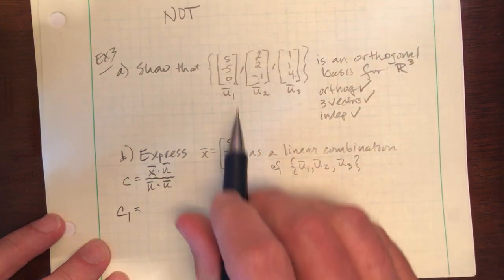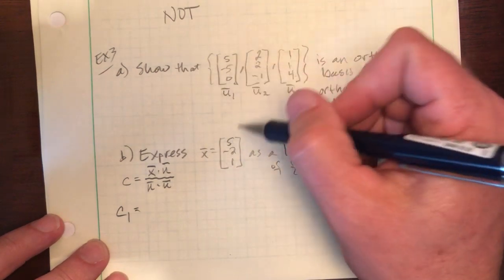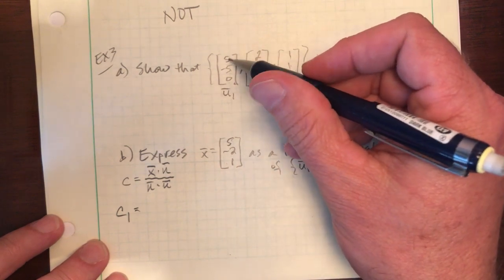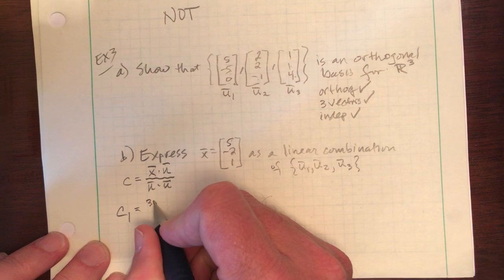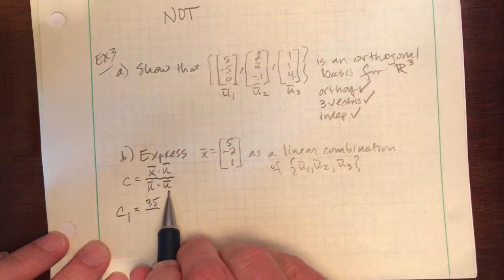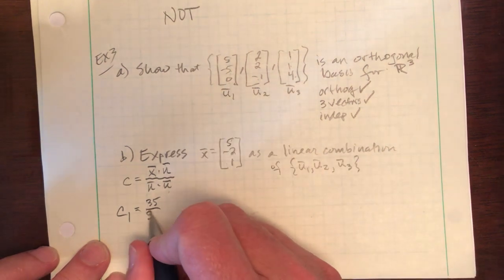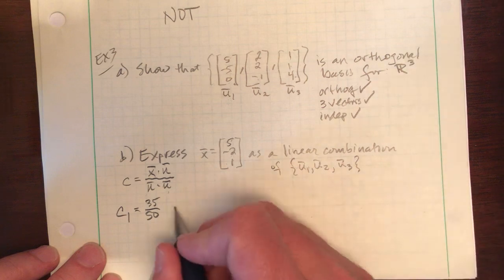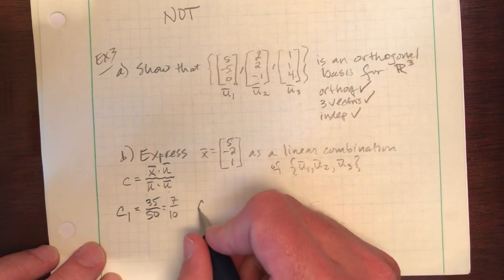So x dotted with u1 would be, let's just do this in our head. So 5 times 5, 25. Negative 2 times negative 5, that's positive 10. So 25 plus 10 plus 0. So we've got 35 over u1 dotted with itself. So 25 plus 25 plus 0. Boom. So there's my first scalar. We can reduce that, clean it up. That would be dividing both by 5. We've got 7/10.